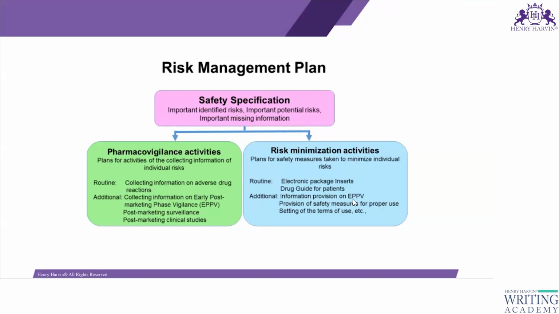And additional activities are the information provisions for the early post-marketing phase vigilance, and what are the safety measures which are taken for proper use and for setting of the terms of use. So all that information is provided in the risk management plan. Okay, understood? Is it clear?